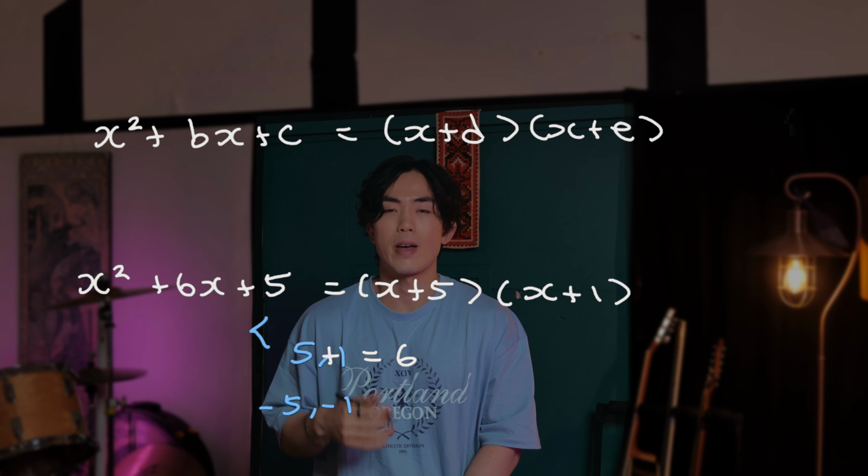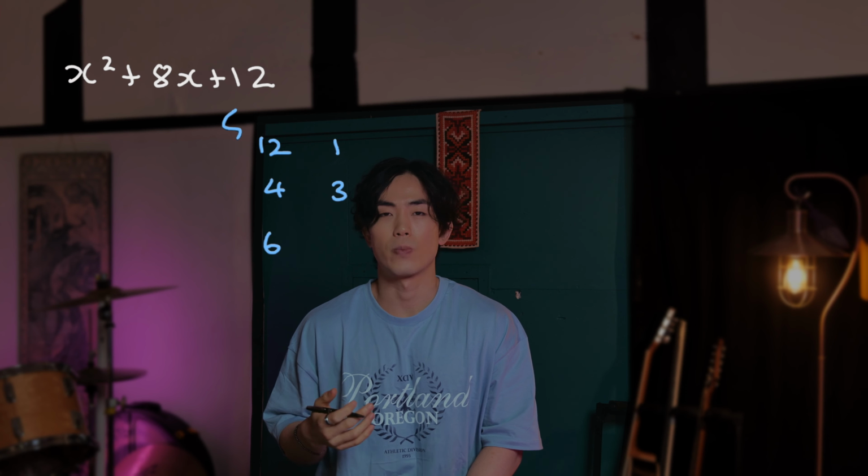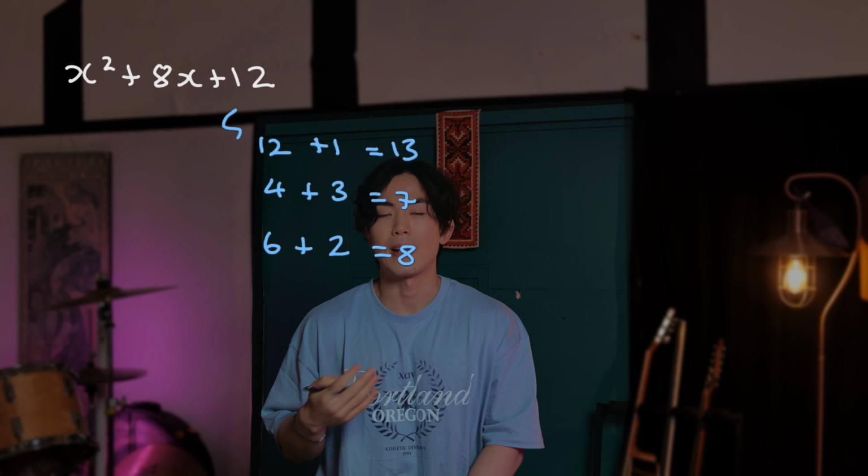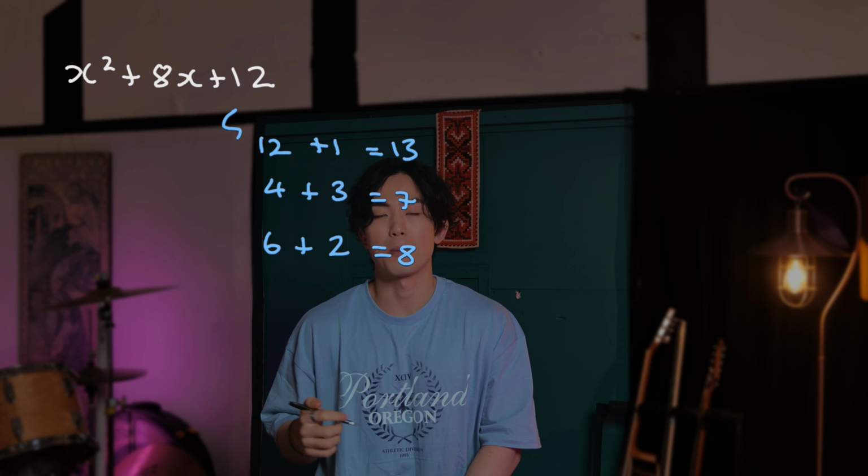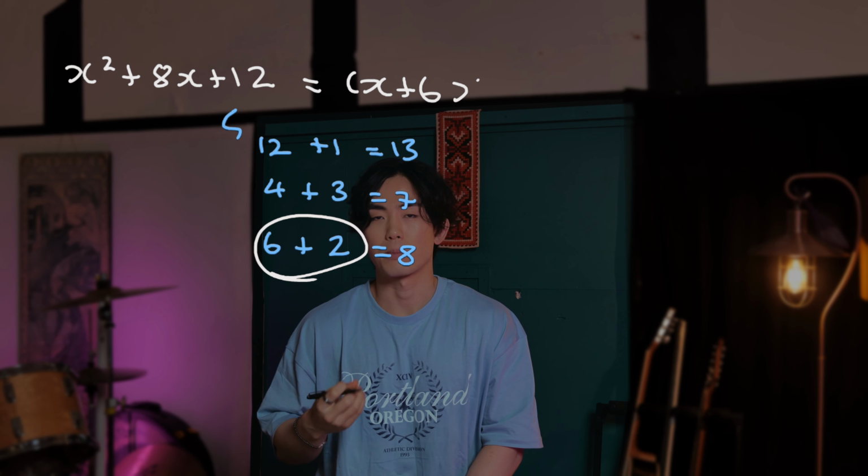Let's look at this example here. So x squared plus 8x plus 12. So looking at 12 first, we try to find pairs which will multiply to 12. So it could be 12 and 1, 4 and 3, 6 and 2. And also the negative versions. And now to find a pair which sums up to the b term 8, this is going to be the 6 and 2. So it's going to be x plus 6, x plus 2.